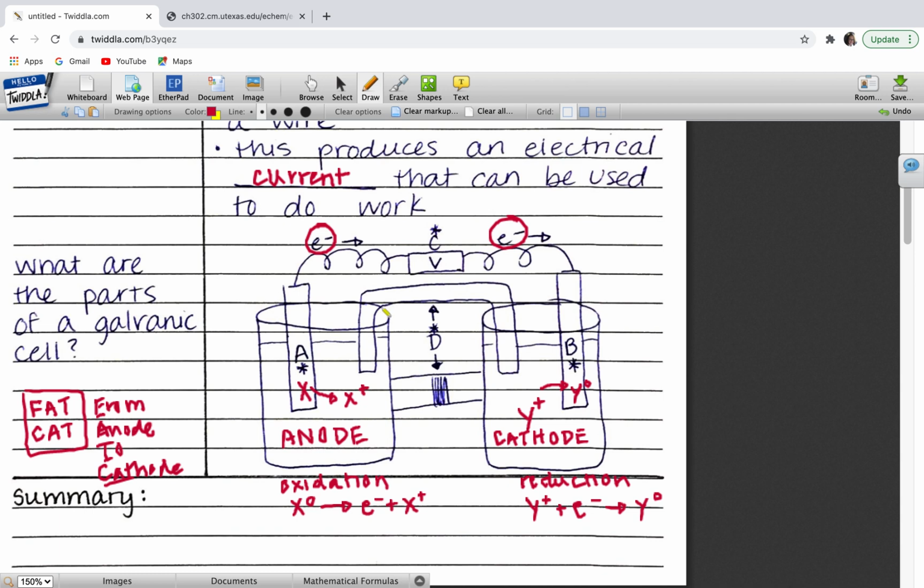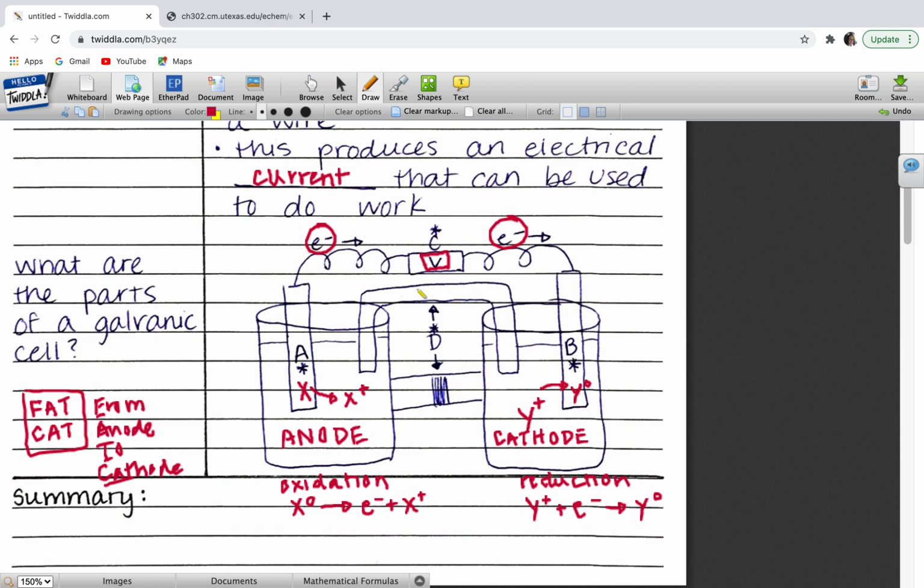All right, so then what the heck is happening everywhere else? We'll see up here, this is actually a little box that could be attached to the wire measuring the voltage, measuring the current that's going across that. This right here is what we call a salt bridge.